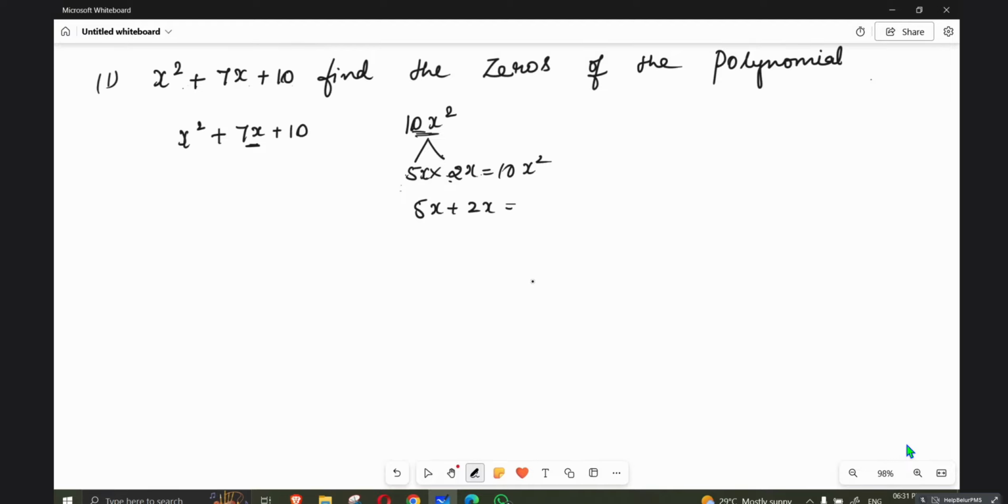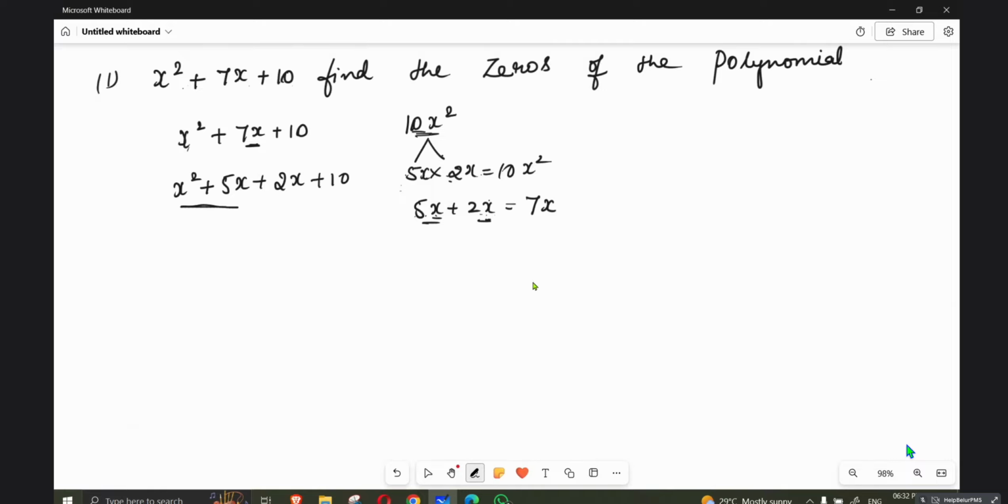Okay. See here, we have x, same variable, same power, then we can add. Again I repeat, whenever we have same variable and same power, then we can add. Okay, so here 5x and 2x is there, 5 plus 2 is 7, so you will get 7x. So I can write 7x as 5x and 2x. Now x square plus, instead of 7x, I can write 5x plus 2x plus 10.